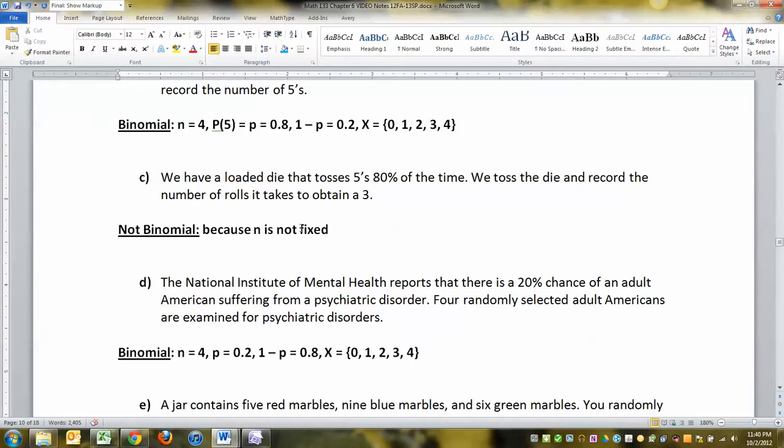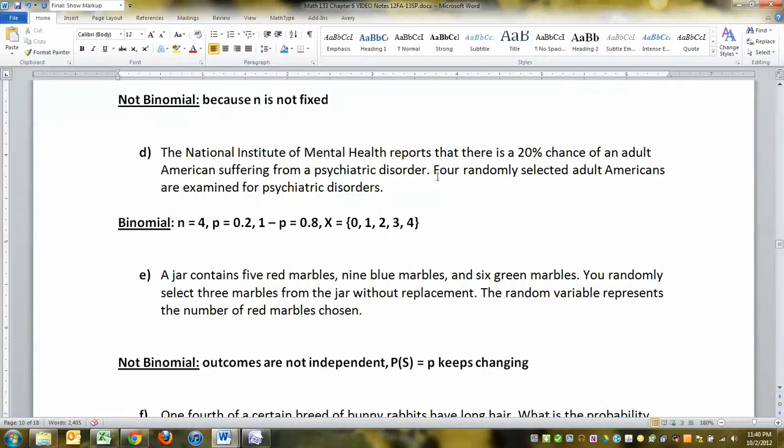All right, the National Institute of Mental Health reports that there is a 20% chance of an adult suffering from a psychiatric disorder. 4 randomly selected adult Americans are examined. So n is 4, because you're looking at 4 adults. The chance of them having a disorder is 0.2, which is the probability of success. Again, success doesn't mean it's a good thing. It just means that you're getting what you were looking for, which in this case is a psychiatric disorder. 1 minus p is 0.8. That's the chance of failure, not having a psychiatric disorder.